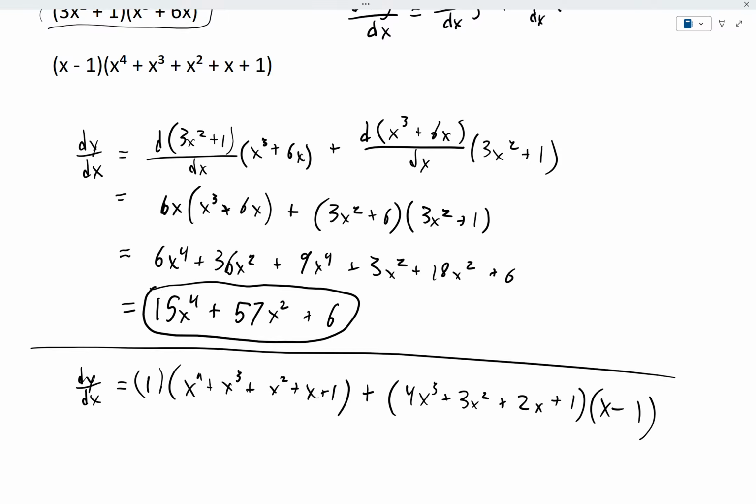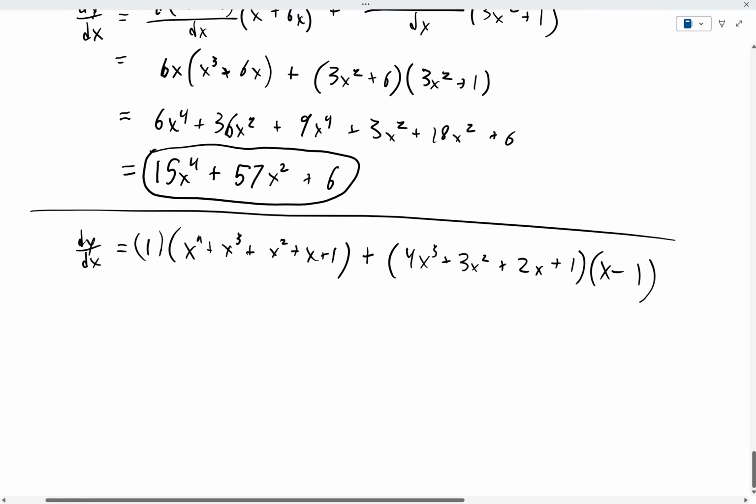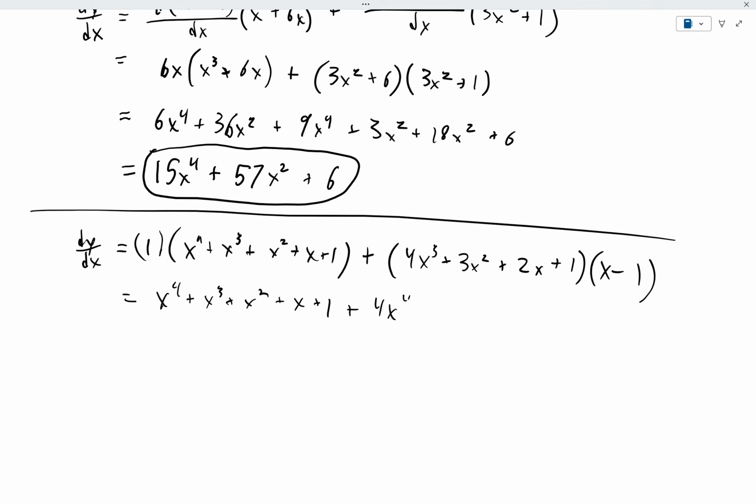All right, now what do we do? Well, now we can just simplify it down a little bit. So x to the fourth plus x to the third plus x squared plus x plus 1 plus, now I have to distribute this into each term. So I'll end up with 4x to the fourth minus 4x to the third plus 3x to the third minus 3x squared plus 2x squared minus 2x plus x minus 1.